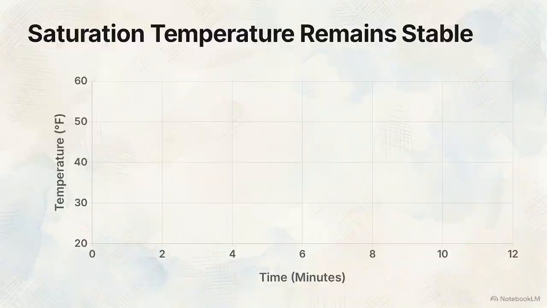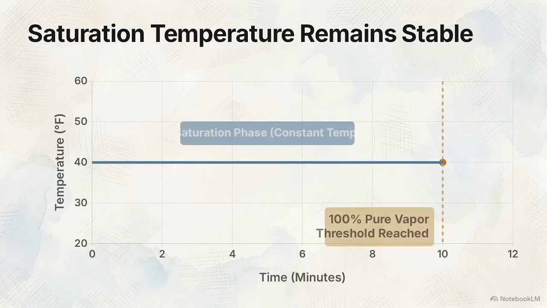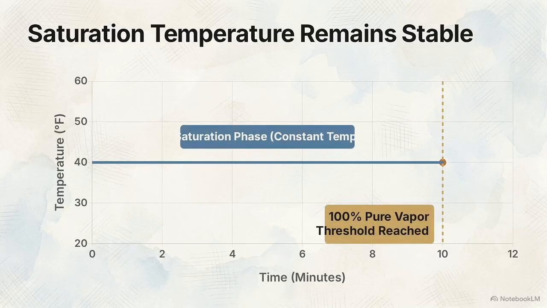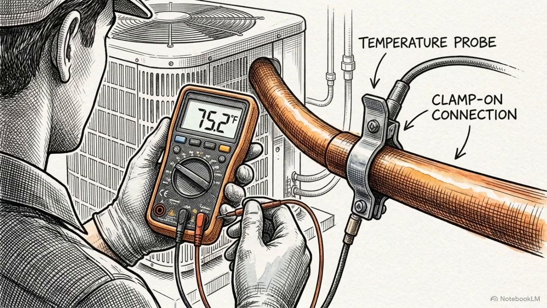This graph plots time against temperature. As long as the refrigerant changes from liquid to gas, called saturation, its temperature remains perfectly stable. Eventually, we reach a critical threshold. The last drop of liquid boils away, leaving 100% pure vapor. That steady boiling phase is what actually cools the room. But tracking what happens after the boiling stops is how a technician checks the health of the machine.